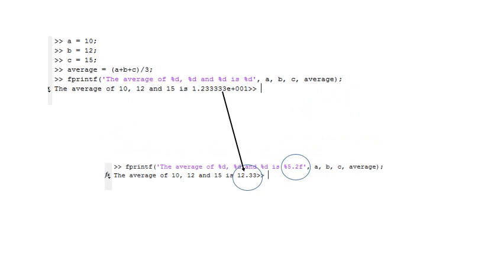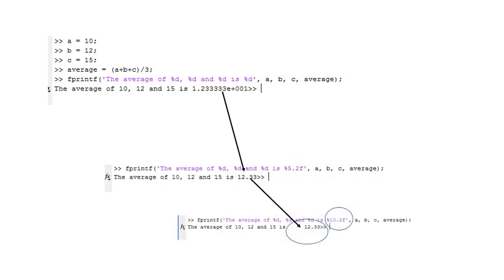So to solve this problem we use the f placeholder. Notice that the %d is now replaced by %5.2f. Now what does this mean? The .2 means that we round off the number to 2 decimal places, therefore you'll see the answer is 12.33. And the 5 says that is the width of the answer. So the width of this answer, 12.33, is 5 characters. So it allows for a width of 5 characters.